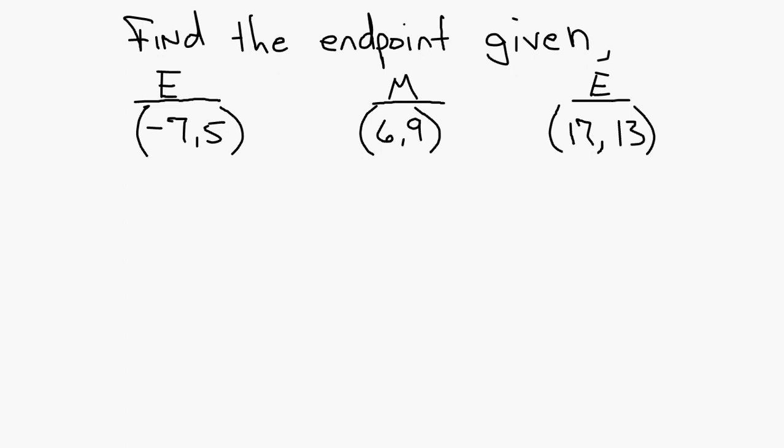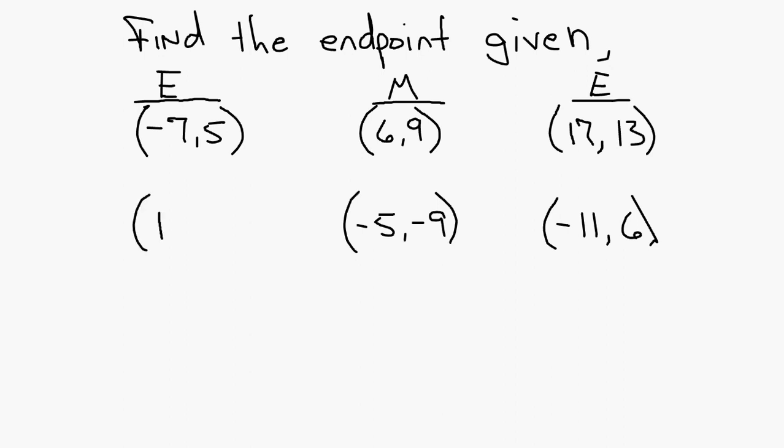That's all that matters, right? So let's say we're at negative 11, 6. That's an end. Our middle is at negative 5, negative 9. We need the other end. So when you're going from negative 11 to negative 5, how many are you going? You're going 6. Are you going up or down? I'm going up. I'm getting bigger by 6. So what's 6 bigger than negative 5? 1.